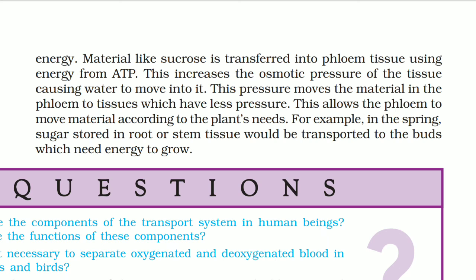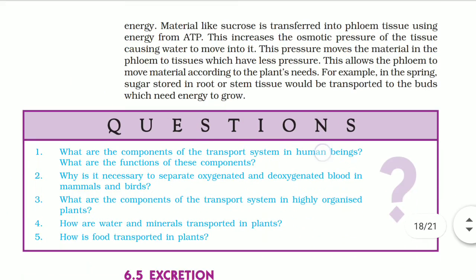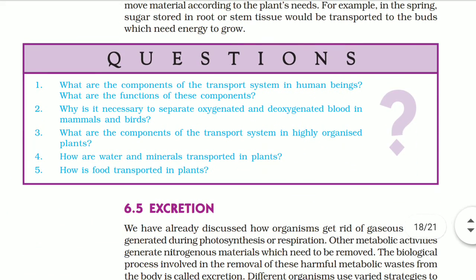For example, in the spring, the sugar stored in the roots or stem tissue would be transported to the buds, which need energy to grow. Right. So these use osmotic pressure to move the product or the food into various parts of the plant. That's the end of the section.